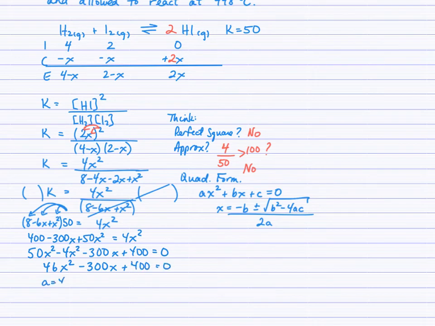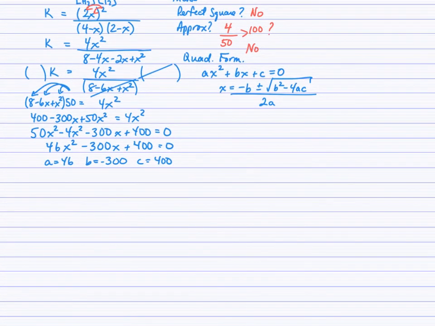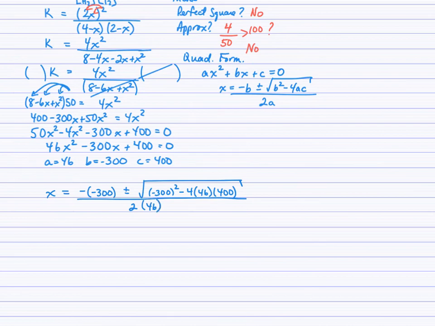Okay, so A equals 46, B equals negative 300, C equals 400, and I can go ahead and use the quadratic formula to solve for x. So x will equal the negative of negative 300 plus or minus the square root of negative 300 squared. This is b squared minus 4 times 46 times c, which is 400, and I want the square root of all of that. And all of that will be divided by 2 times 46. And so I didn't pick up my calculator until the very end. Don't waste your time. Use it once at the end.